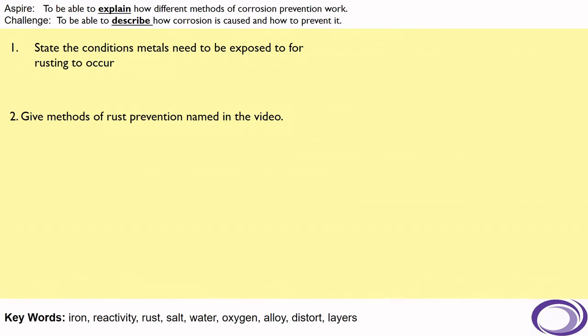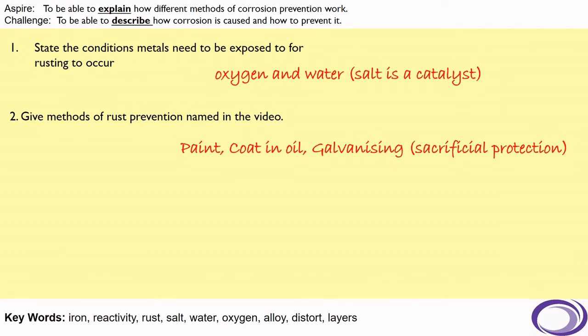Okay, so the conditions metals need to be exposed to for rusting to occur are oxygen and water, and salt can be a catalyst. Remember that rusting is only in iron. The methods of rust prevention named in the video were paint and coating the object in oil. Both of those prevent oxygen and water getting to the object. And also galvanizing or sacrificial protection, and we will be looking at that later on in the video.